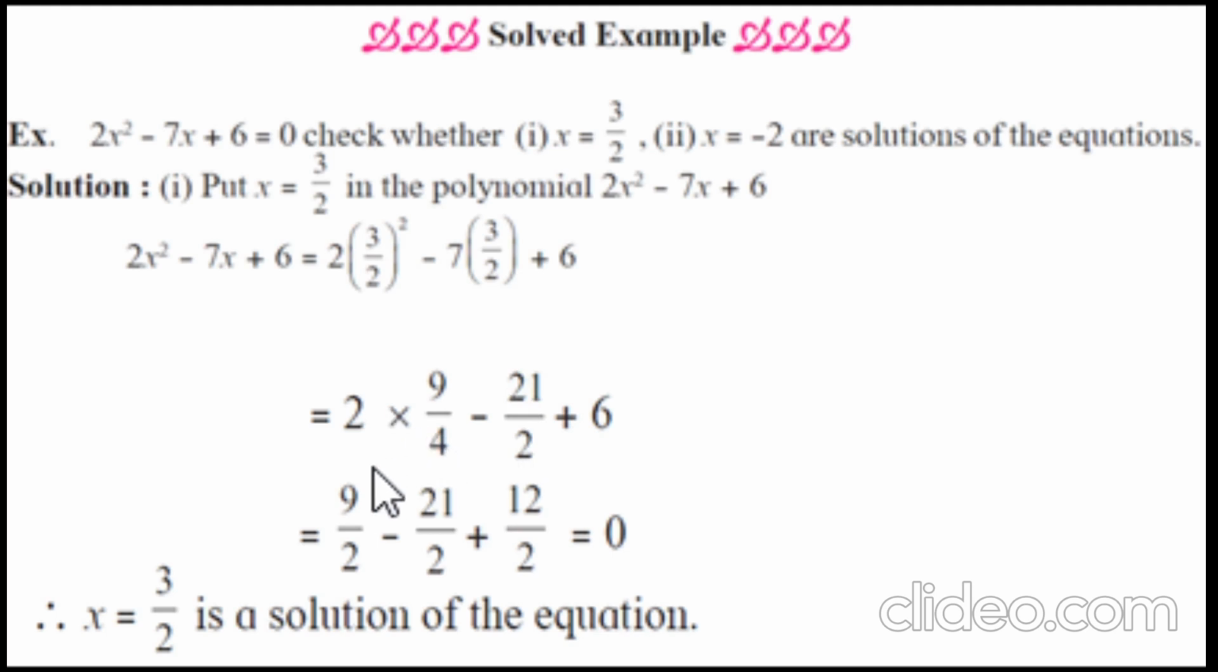Here 2 1 is 2, 2 2 is 4, 9 upon 2 minus 21 upon 2 plus 6. 6 can be written as 12 upon 2. The denominator is equal. Then 9 minus 21 plus 12 is 0. Therefore x is equal to 3 upon 2 is the solution of this equation, because here the value is 0.